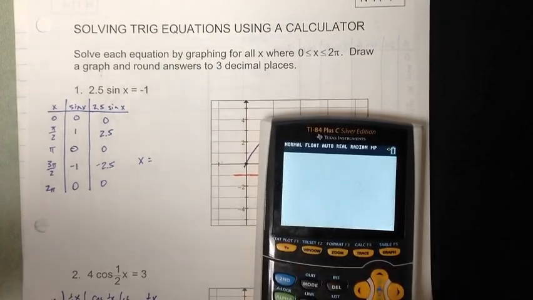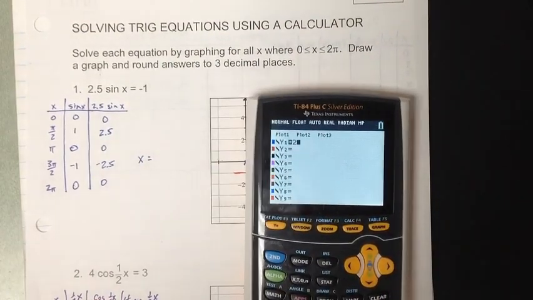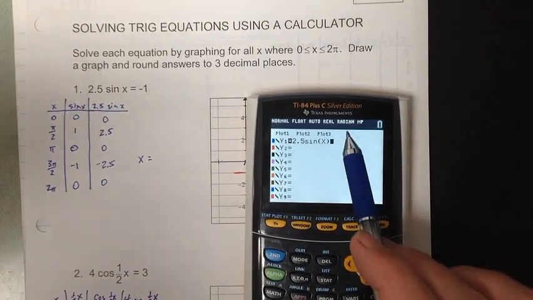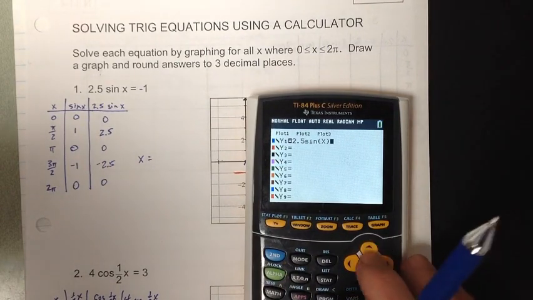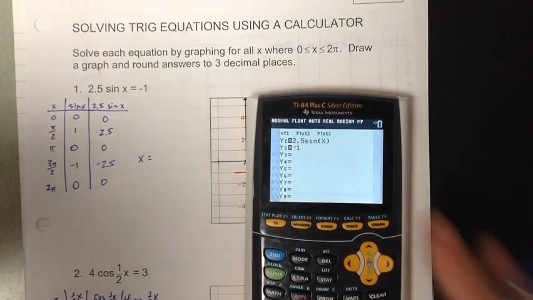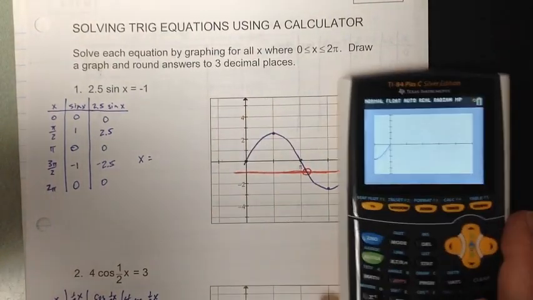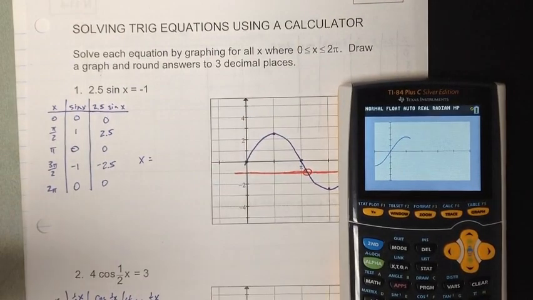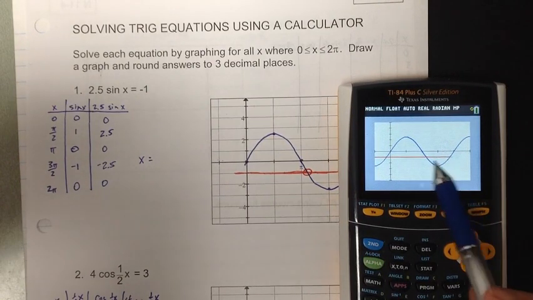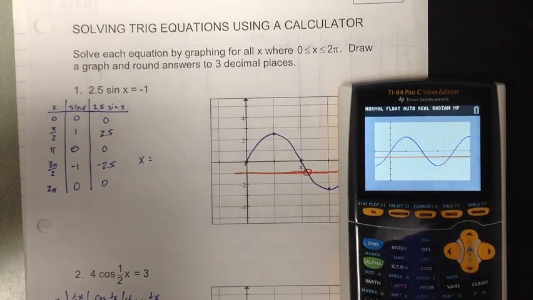Okay? So I'm going to go to y1, and I'm going to put the left side of the graph, 2.5 sine x. Remember that you need to be in radians. My calculator is already in radians, but you should be in radians. -1 for my y2. And it should look a lot like I have here. In fact, it's even in blue and red, just like mine. And so I'm looking for this point of intersection and this point of intersection.